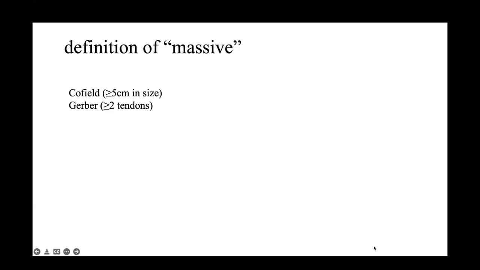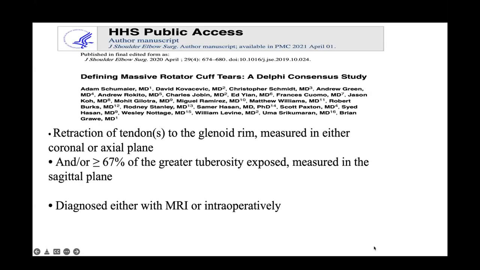But the problem with these definitions was that an absolute size value of 5 cm does not apply to all the population, as among different people there is varying size of cuffs as well as the height of the population. So in 2021, in the Journal of Shoulder and Elbow Surgery, a Delphi consensus study was conducted to find out the exact definition of a massive cuff tear.